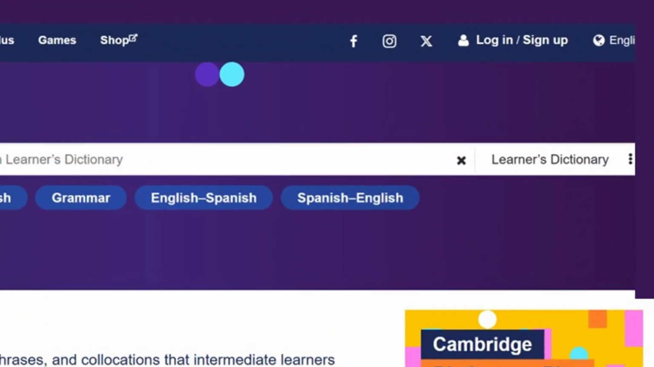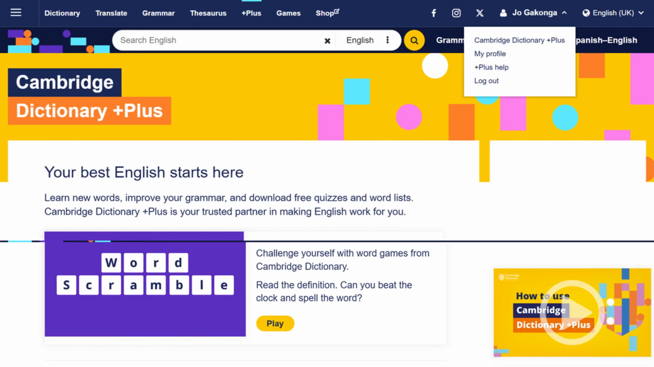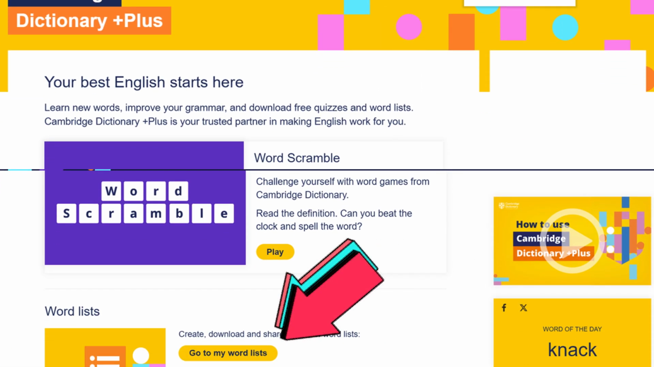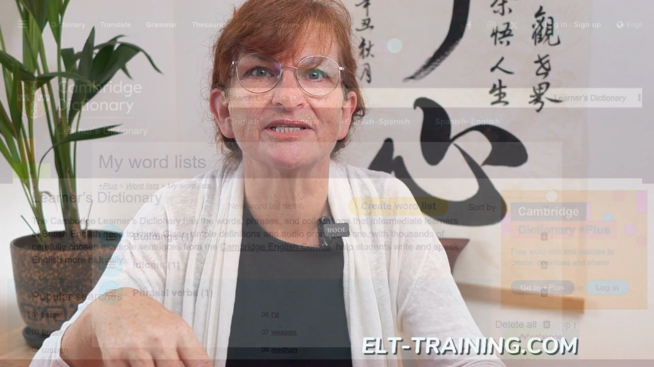If your learners create a free account, they can make their own word lists and even test themselves on those words. It's honestly brilliant. They can organise the vocabulary by topic or by lesson, whatever suits them, and then quiz themselves right there in the site.